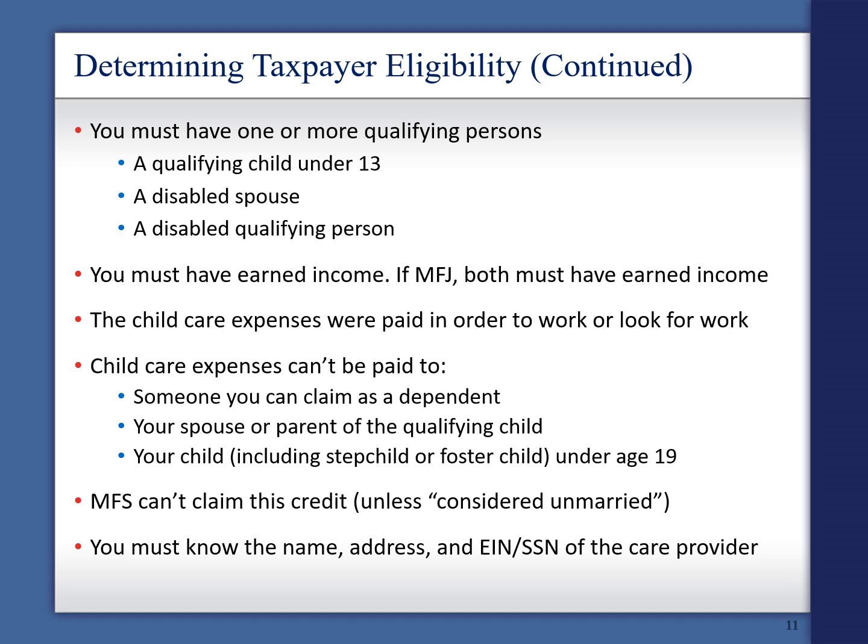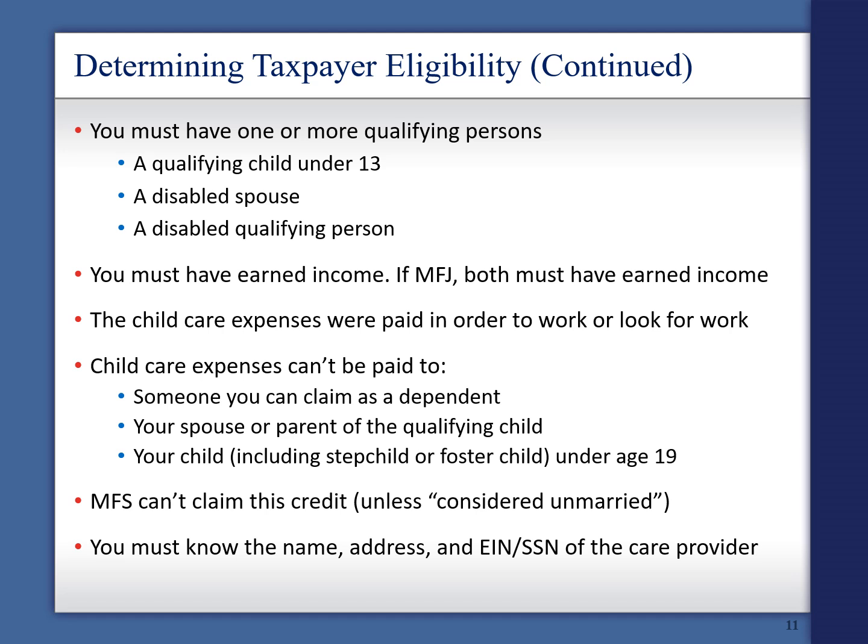If married filing jointly, both the taxpayer and spouse must have earned income. Total care expenses cannot exceed earned income. You must have paid the expenses in order to work or look for work. The provider can't be a dependent, your spouse, or the parent of the child. For example, you can't pay your ex to care for your kid, or your child, not your dependent, home from college to watch a younger sibling.